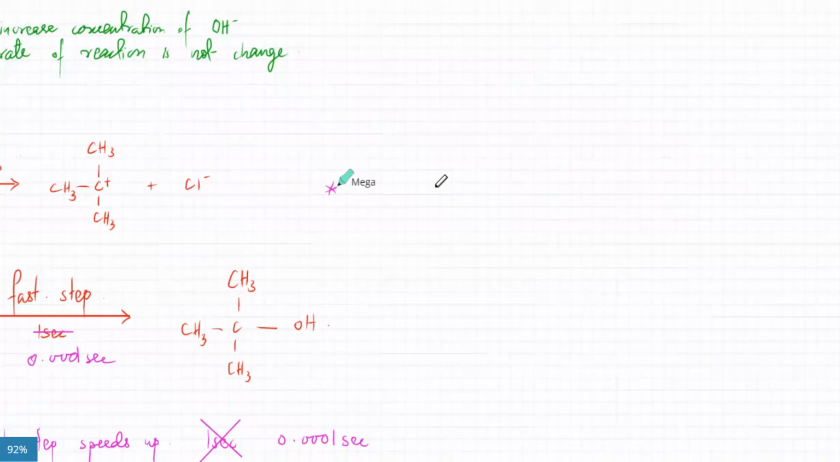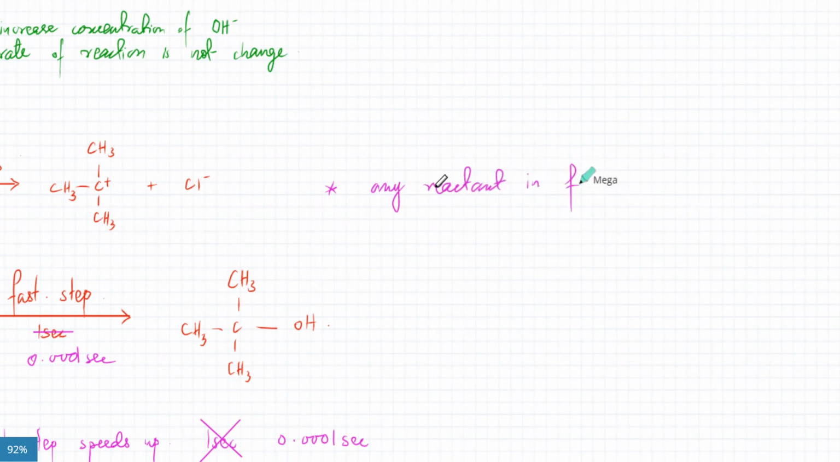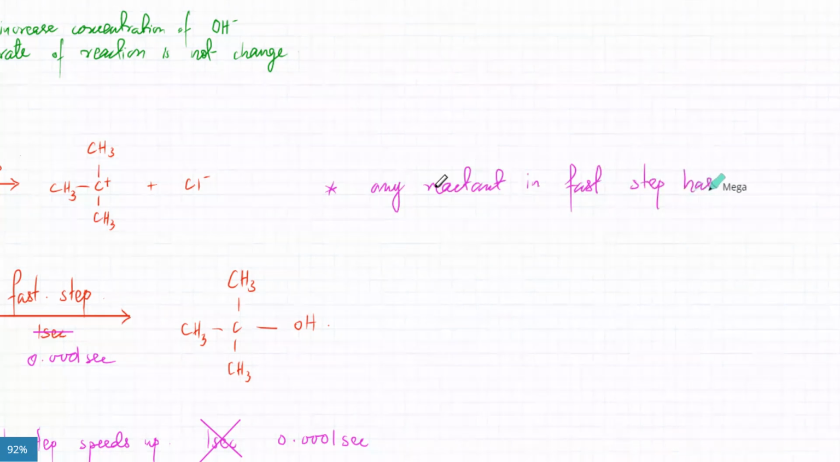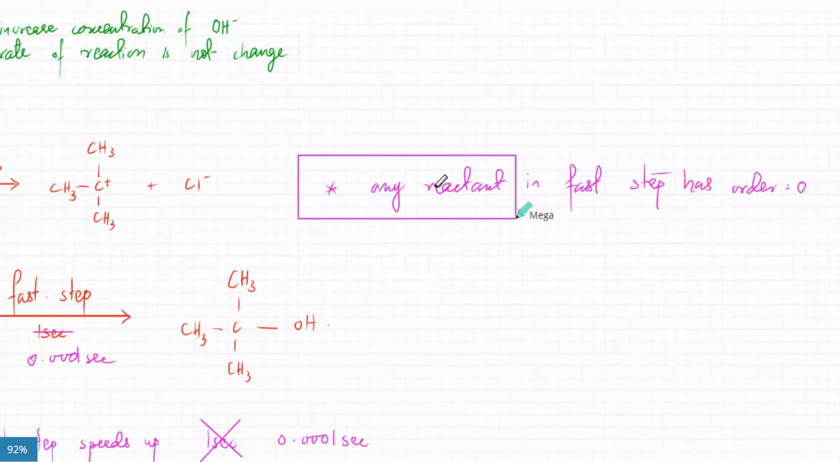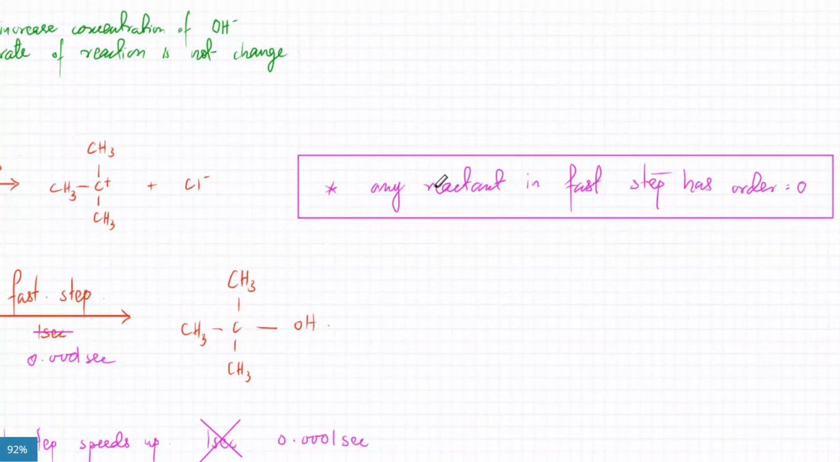So point number one is any reactant in fast step has order zero. And there's no point changing its concentration, this reaction is not going to speed up.